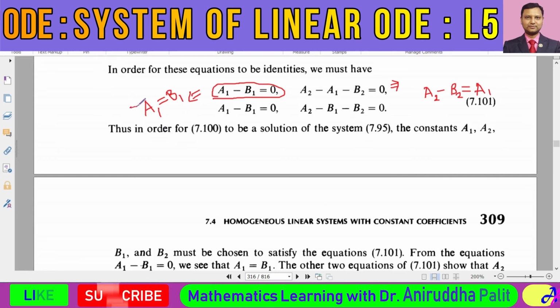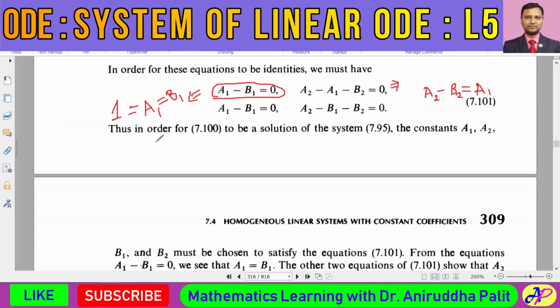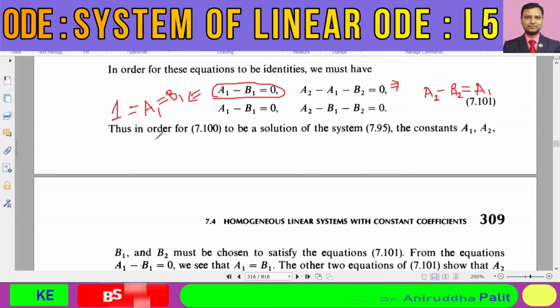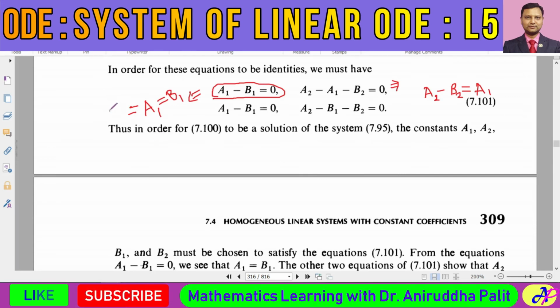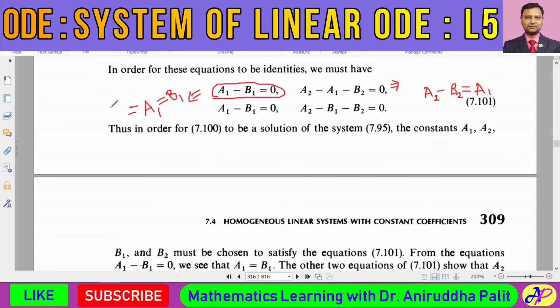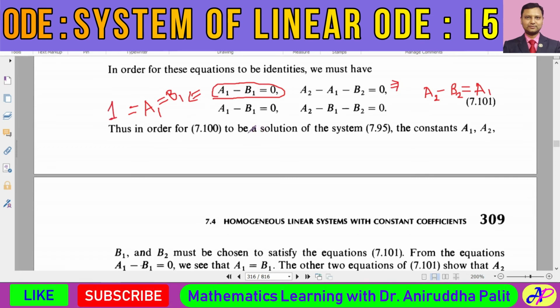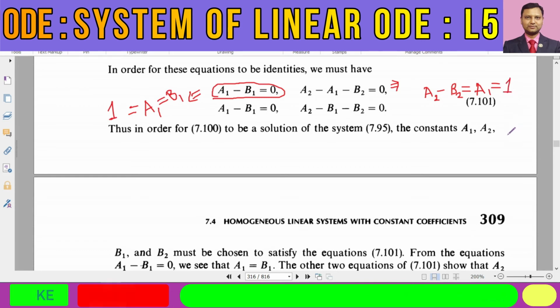So if we just put A1 and B1 equal to 1, because no other extra restriction is there, we can arbitrarily put A1 equal to 1 and B1 equal to 1. You can also choose A1 equal to 2, B1 equal to 2, it doesn't matter. For simplicity, we are taking A1 equal to 1 and B1 equal to 1. Then this expression should also be equal to 1.